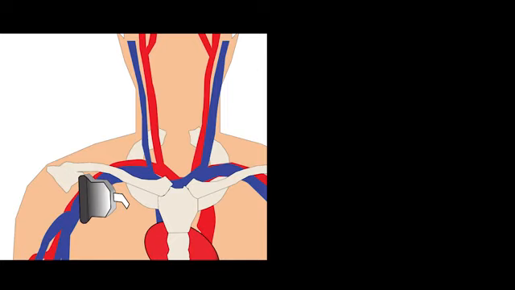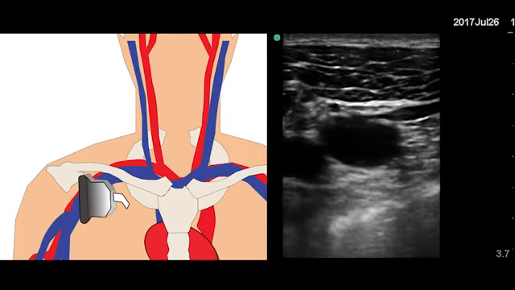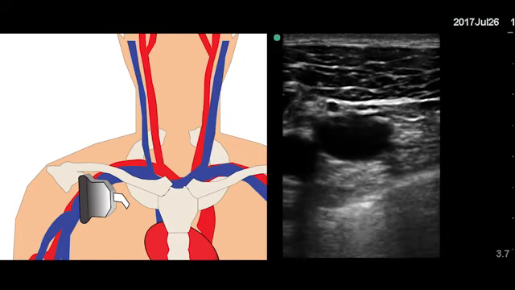The ultrasound probe marker is physically turned towards the patient's head and set on the left side of the screen on the ultrasound machine. The left side of the screen will now represent superior. Immediately underneath the skin is the pectoralis muscle. The two hypoechoic circles shown are the axillary vein and artery.